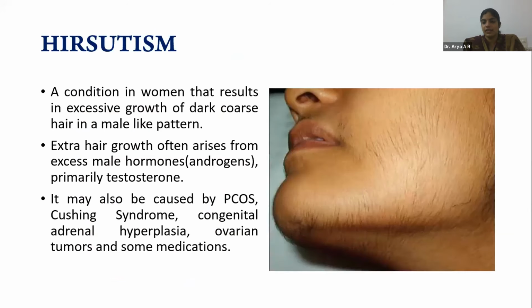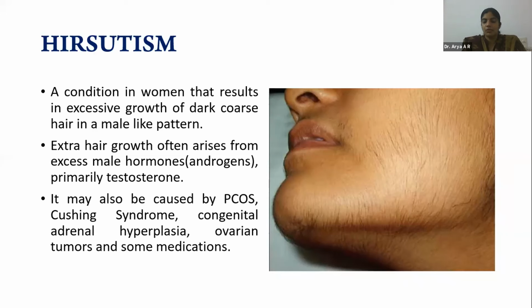The next one is hirsutism. This one, I think you all have met on your clinical side. In your OP, you could have met one or two patients with this condition, hirsutism. It is commonly seen in women. It results from the growth of dark coarse hair, male-like pattern hair growth, on their face or chest or other body parts. So this is what is called hirsutism.